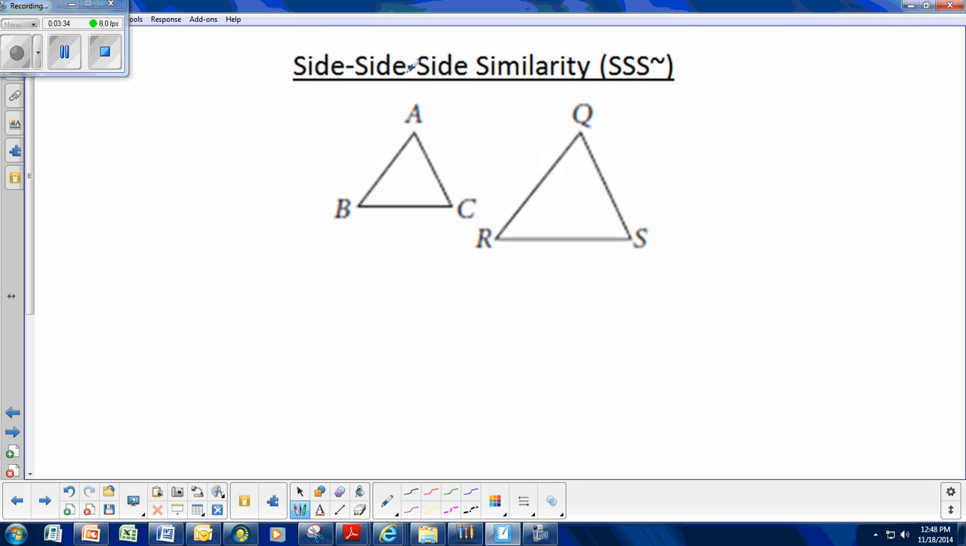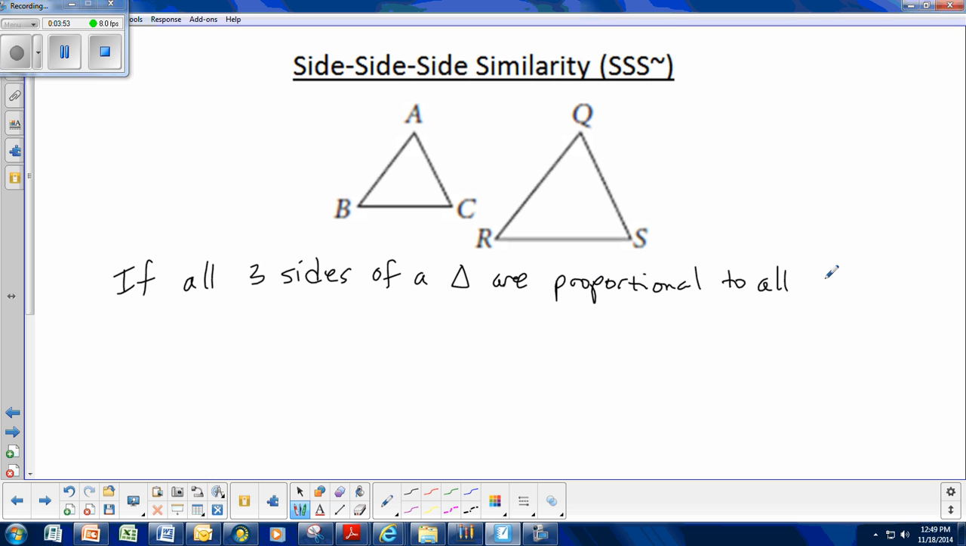Last we have side side side similarity, and that states if all three sides of a triangle are proportional to all three sides of another triangle, then the triangles are similar.